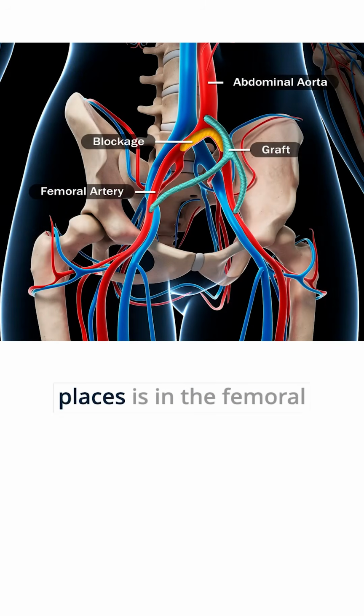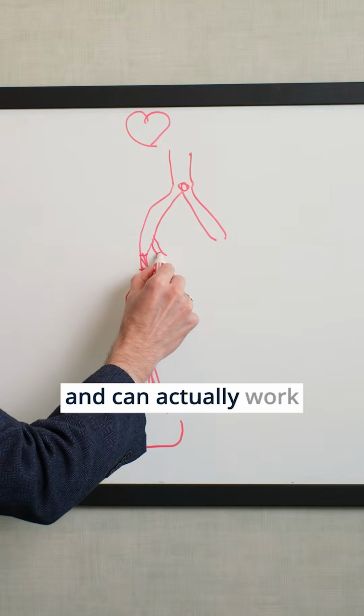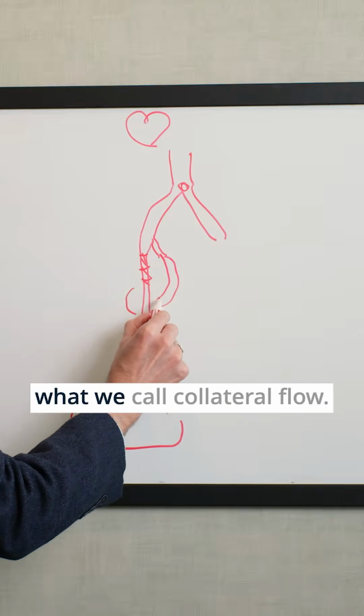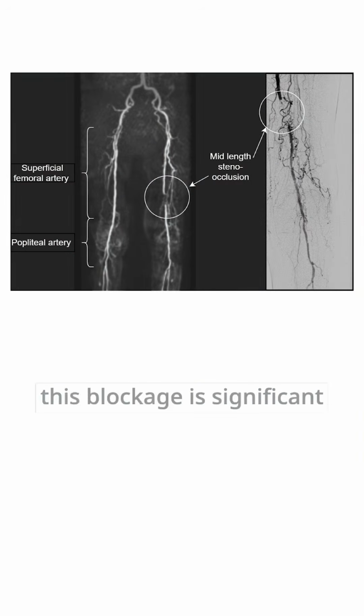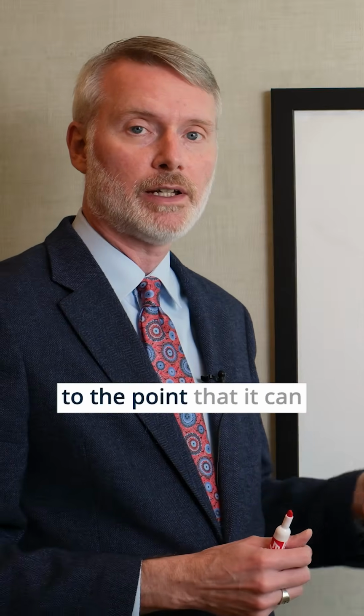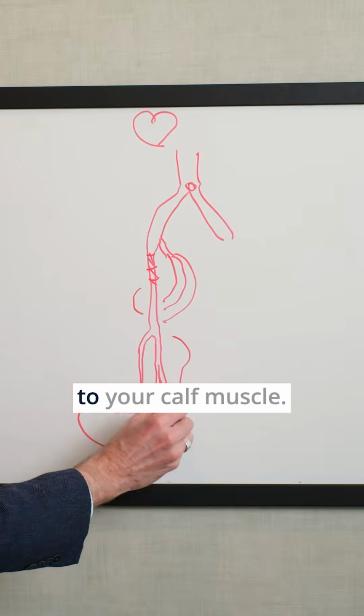One of the common places is in the femoral artery in the thigh. What typically happens is a patient slowly develops a blockage. You have another artery that comes off in the groin and can actually work around that blockage with what we call collateral flow. However, in some patients, this blockage is significant enough that the collateral flow does not develop to the point that it can actually bring adequate blood flow, specifically to your calf muscle.